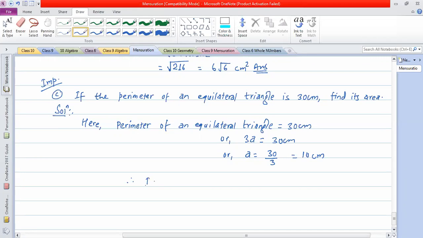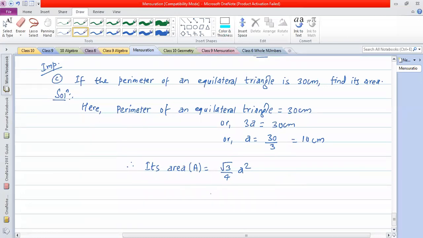Therefore, its area A equal to, the formula is root 3 by 4 A square. Okay, root 3 by 4 A square. Substitute the value, root 3 by 4 into 10 square. 10 square means 100. Okay, root 3 by 4 into 100, and 4 will cancel 100, 25 times. Now the answer will be 25 root 3 centimeter square.